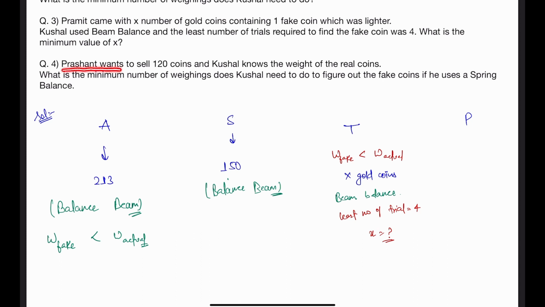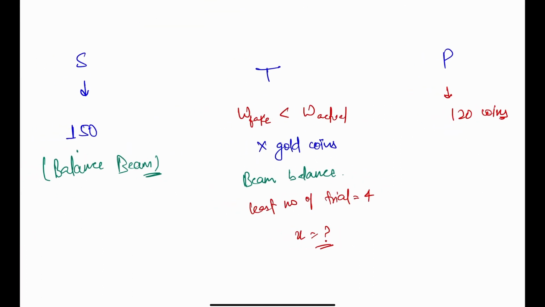Next one, Prashant wanted to sell 120 coins to Kushal, and Kushal knows the weight of the real coins. So Prashant is selling 120 coins. What is the minimum number of weighings Kushal needs to do to figure out the fake coin if he uses a spring balance? So now here he is using a spring balance.